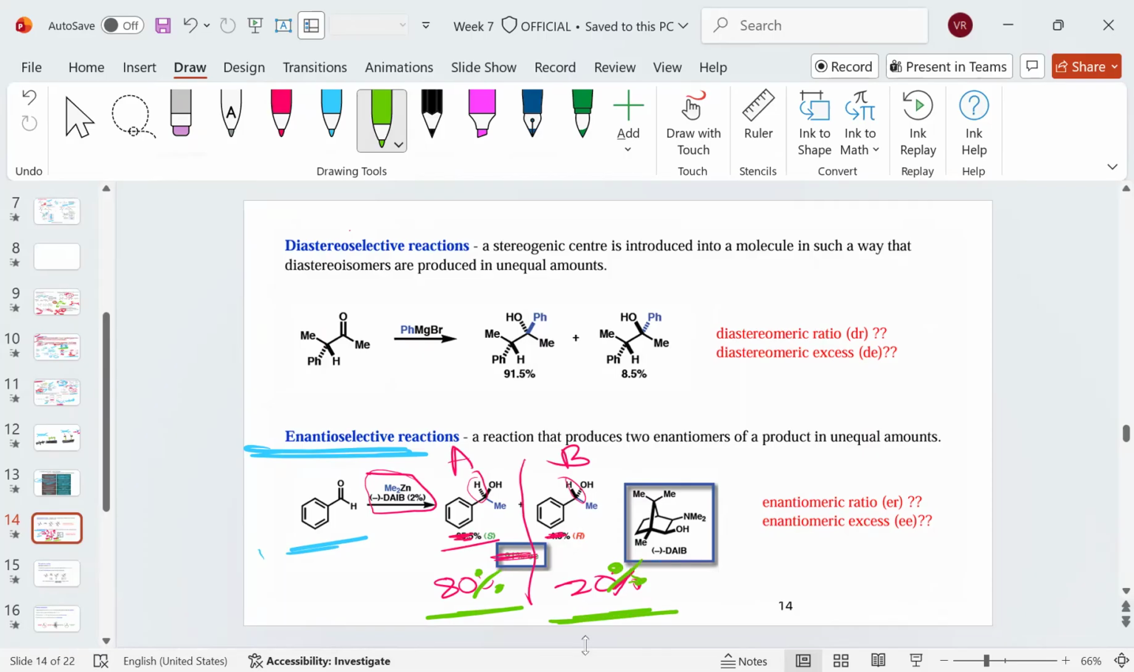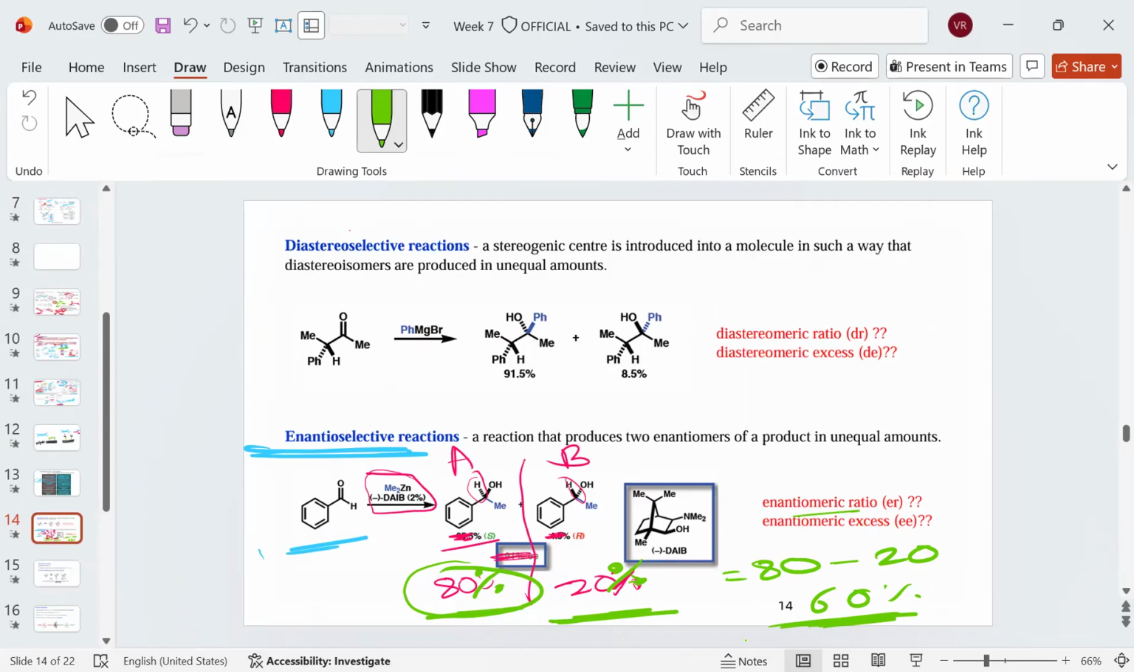Now if we look at what is enantiomeric excess. This product is formed in the 80%. How to calculate this enantiomeric excess? This 80 and this 20%, so this 60% is the enantiomeric excess. So 80 minus 20, that's the 60. This 60% is enantiomeric excess. So in this reaction, we are getting the enantiomeric excess of about 60%.